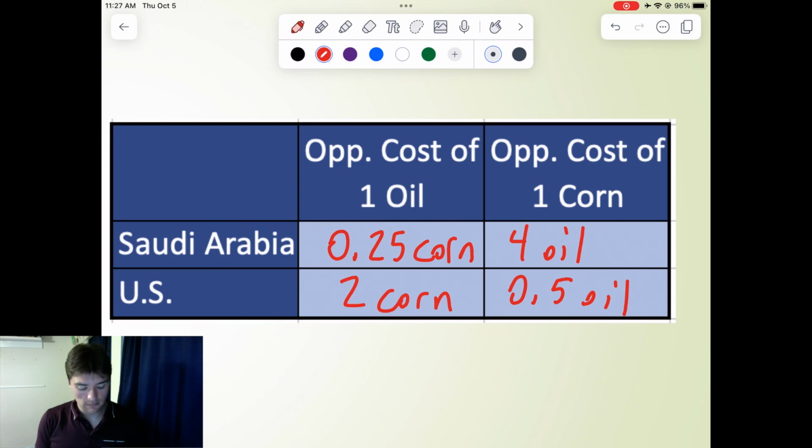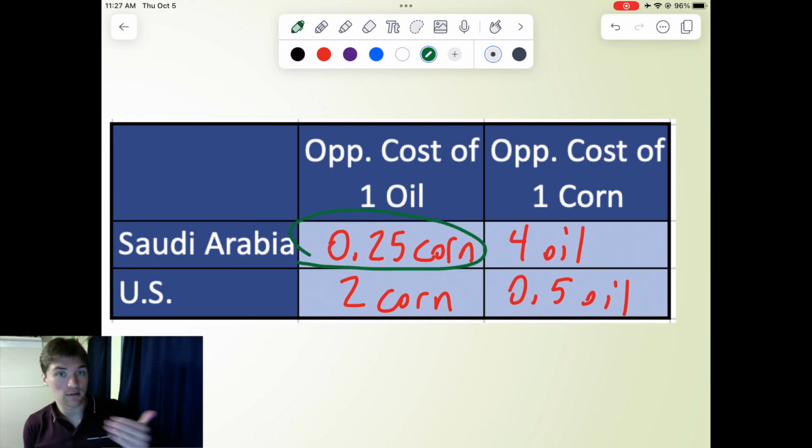So if Saudi Arabia is selling oil, okay, and they want to sell their oil, they need to at least sell the oil higher than 0.25 corn. And that just makes sense because from a business standpoint, if it cost you 25 cents to make something, you better charge more than 25 cents.